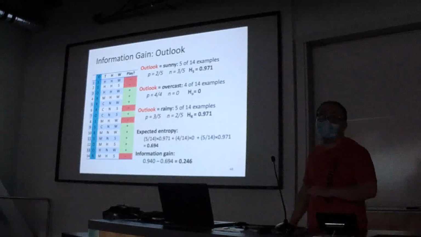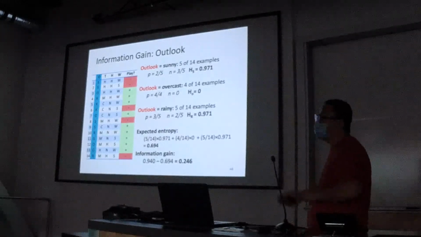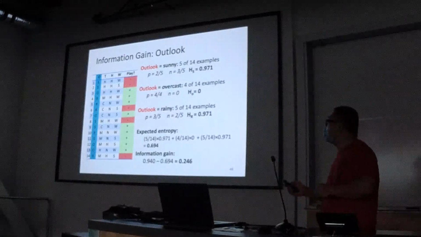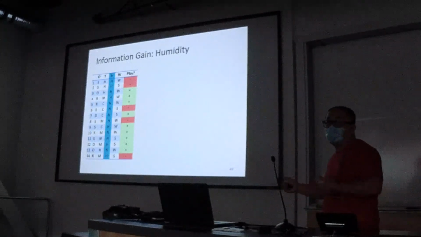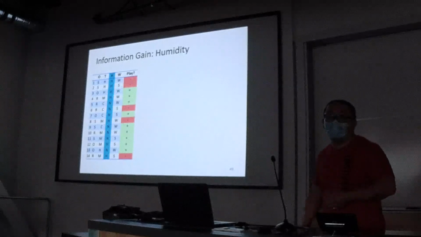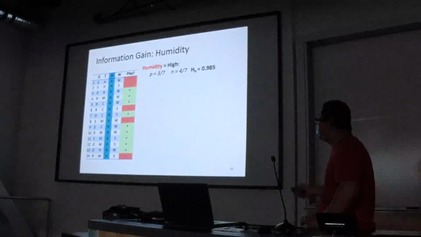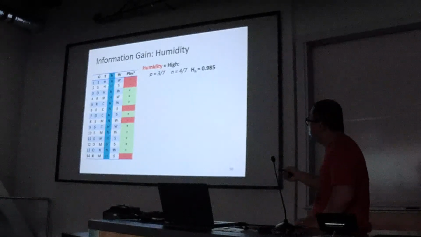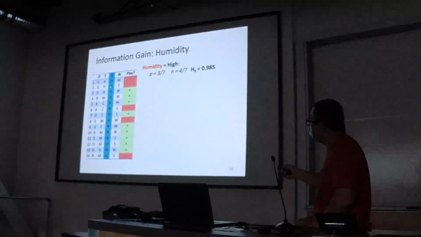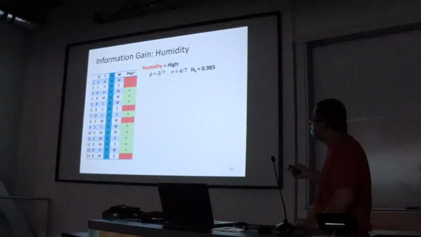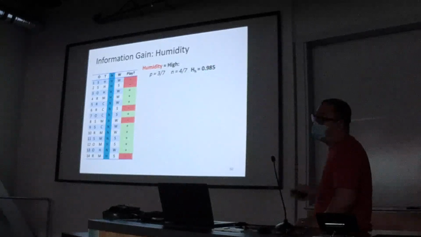So that finishes one computation, and we need to follow the same procedure to compute the remaining features. Let us first look at humidity. For humidity, we actually have 2 subsets: when humidity is high and when humidity is normal. For humidity high, this subset contains 7 examples, where 3 are positive and 4 are negative. So the entropy is 0.985.